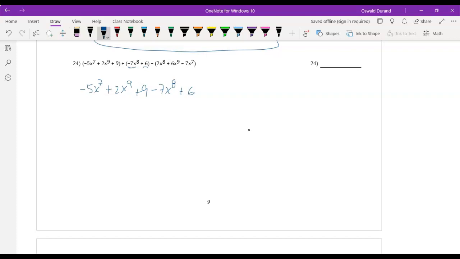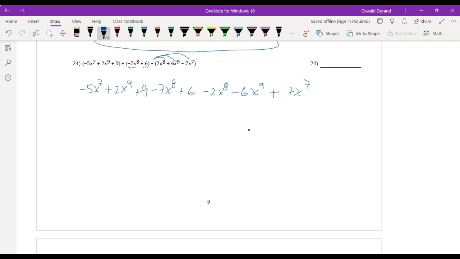And then here, everything changes because of the negative. So it becomes negative 2x to the power of 8 minus 6x to the power of 9 plus a negative times a negative, so it's plus 7x to the power of 7. Okay, now I can combine the like terms.